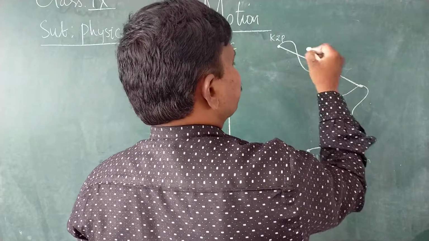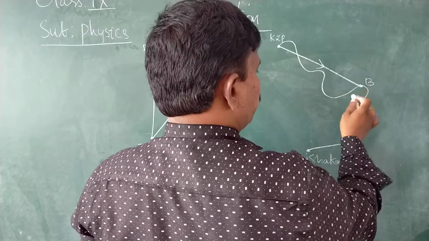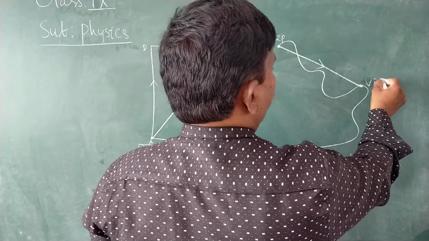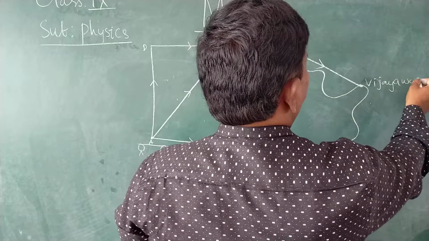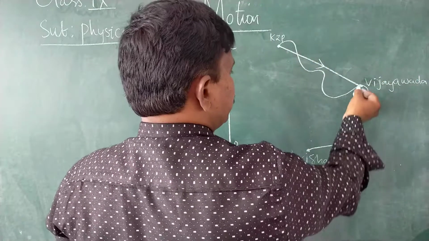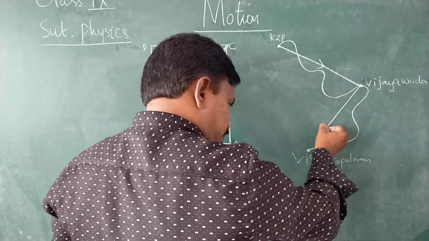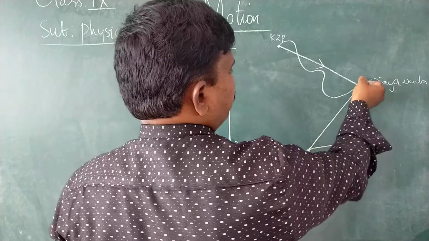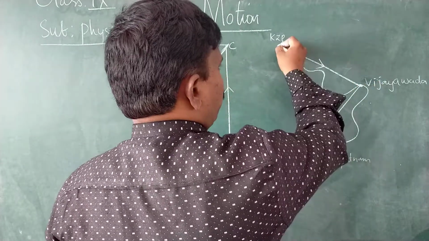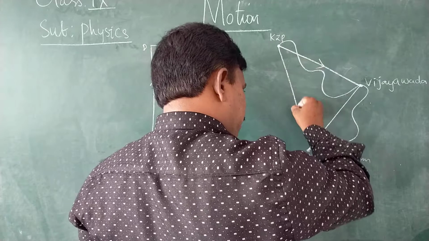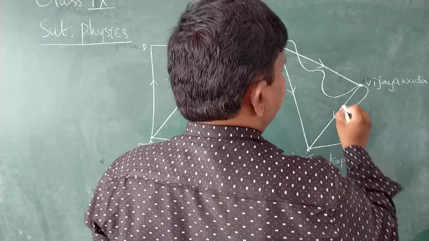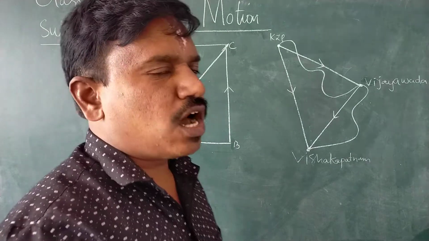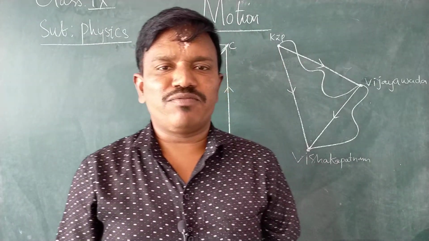A straight line path from A to B, that is Kazipet to Vijayawada. Again, another displacement vector from Vijayawada to Visakhapatnam, or directly you can draw from Kazipet to Visakhapatnam. These are the displacement vectors. This is how we should draw the displacement vector.